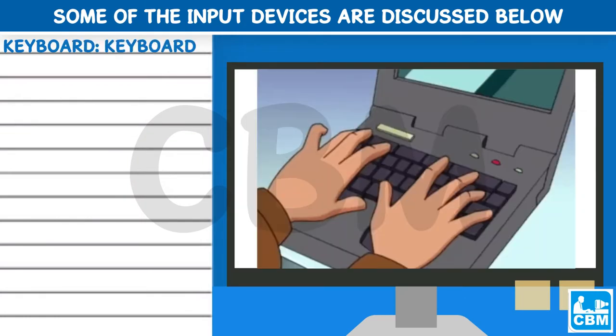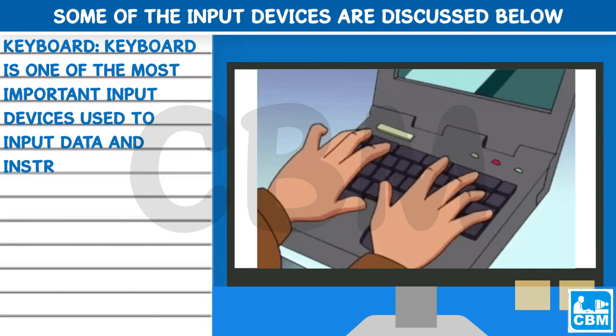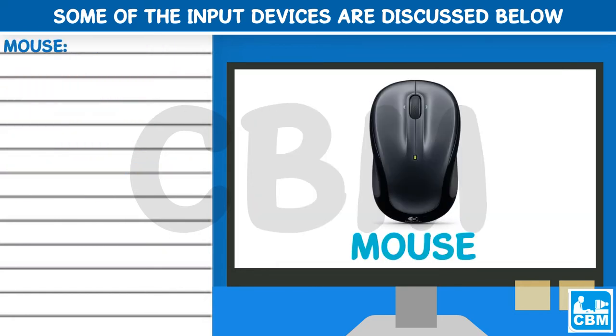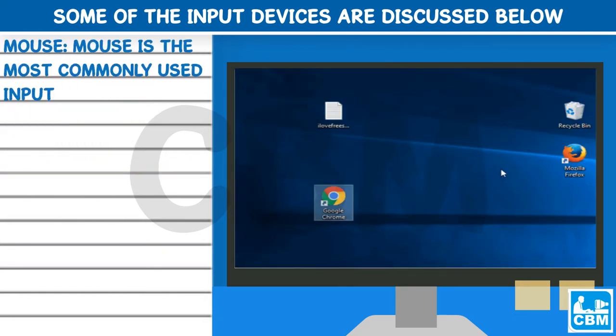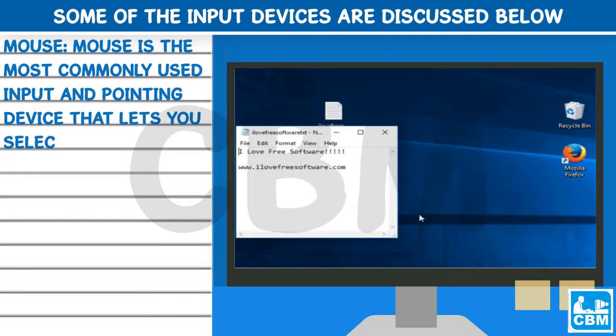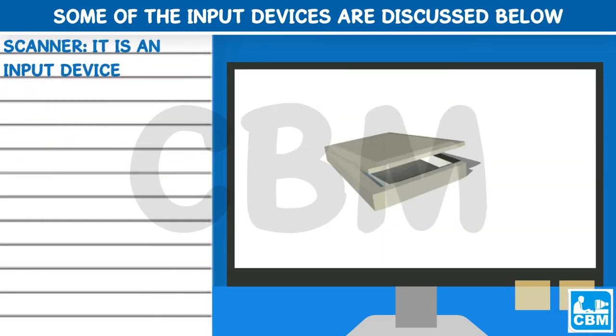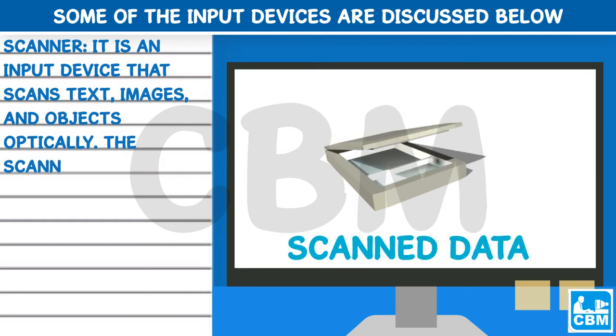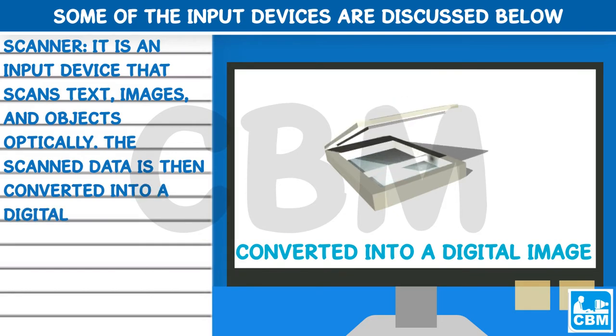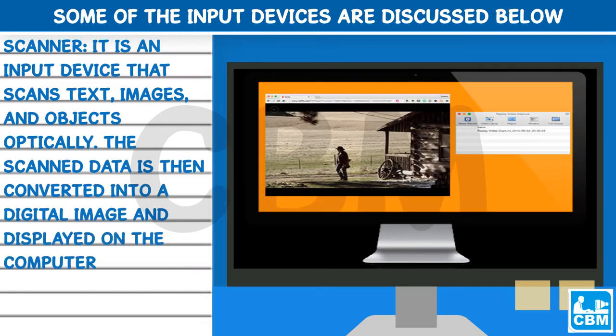Keyboard. Keyboard is one of the most important input devices used to input data and instructions into a computer. Mouse. Mouse is the most commonly used input and pointing device that lets you select and move items on the screen. Scanner. It is an input device that scans text, images, and objects optically. The scanned data is then converted into a digital image and displayed on the computer screen.